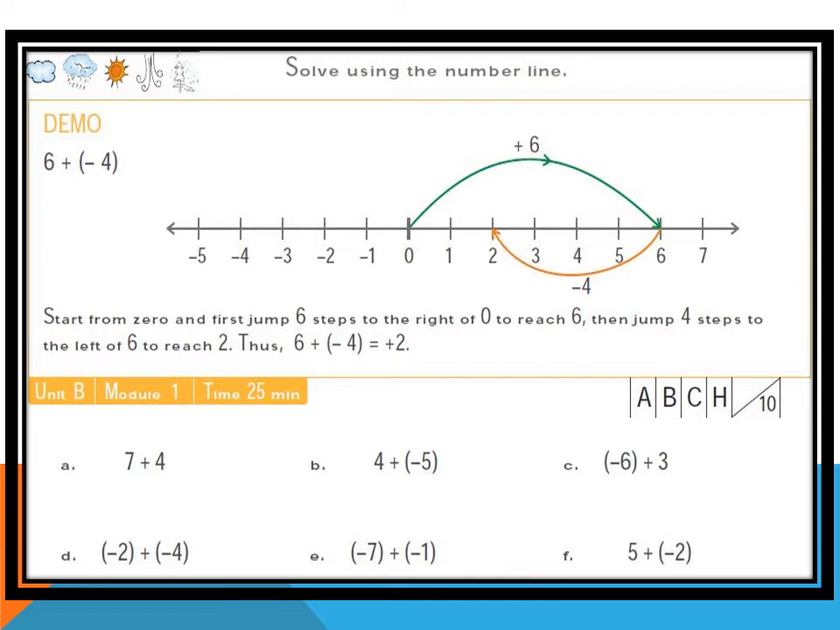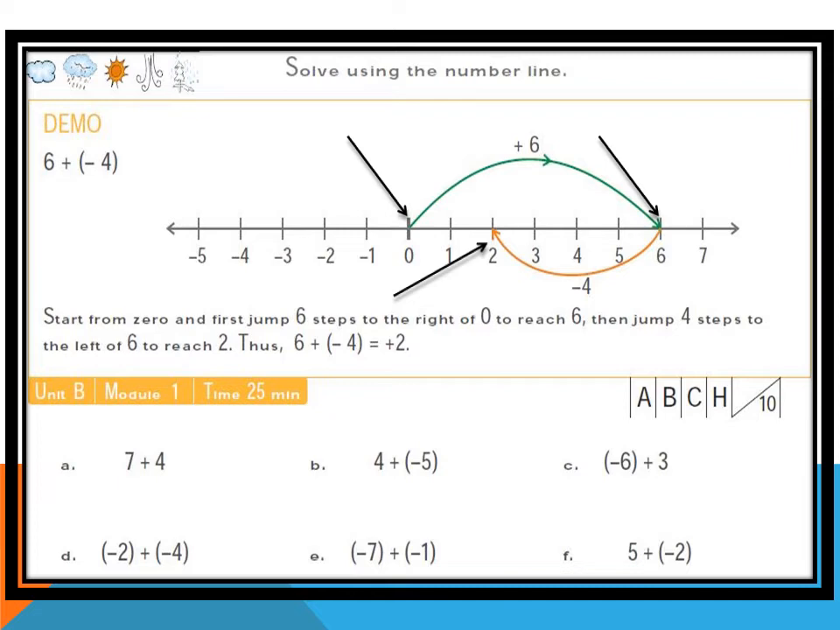Start from 0 and first jump 6 steps to the right of 0 to reach 6. So in the first step we start at 0 and reach 6. Then jump 4 steps to the left of 6 to reach 2. Now since it is minus 4, we have to go to the left hand side and then we will reach 2. Thus 6 plus minus 4 gives us plus 2.